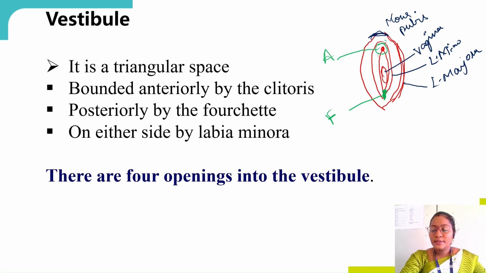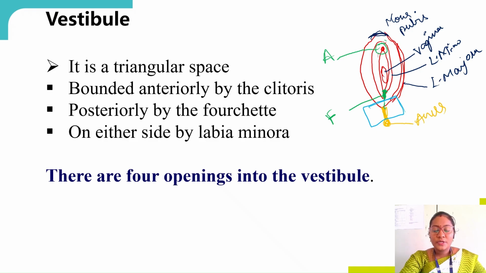Like that, the labia majora. This is the posterior commissure. I will show it in a different color. This posterior commissure connects the labia majora and the anal region. This part is the perineal body of the female reproductive organ. I think this will be clear.